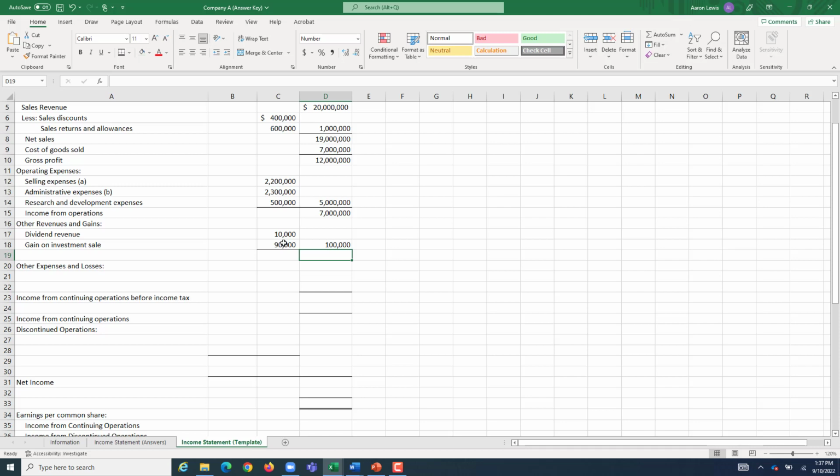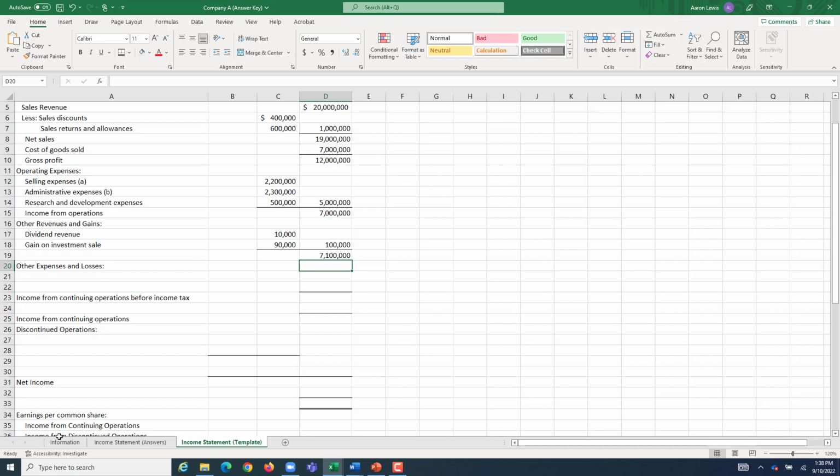net income. So what I'm going to do now is add the $7 million of income from operations to that $100,000 in other revenues and gains we had, and come up with a no-name subtotal of $7.1 million. I don't know why the no-name subtotal shows up on income statements. It just does. It's basically saying that had we not had any other expenses and losses or any of that type of jazz, we would have had $7.1 million worth of income from our continuing operations.